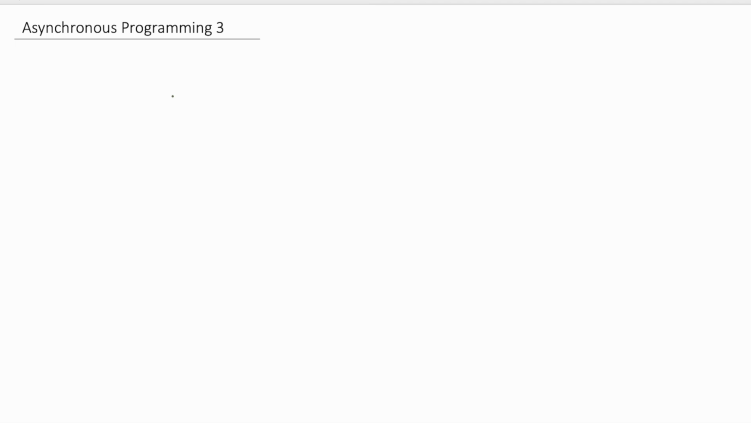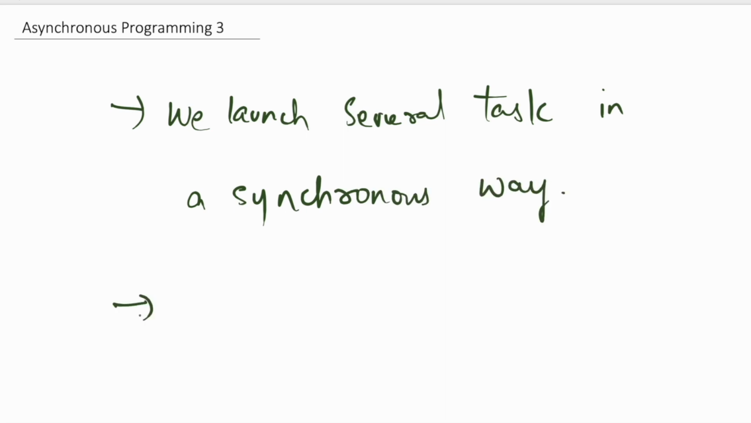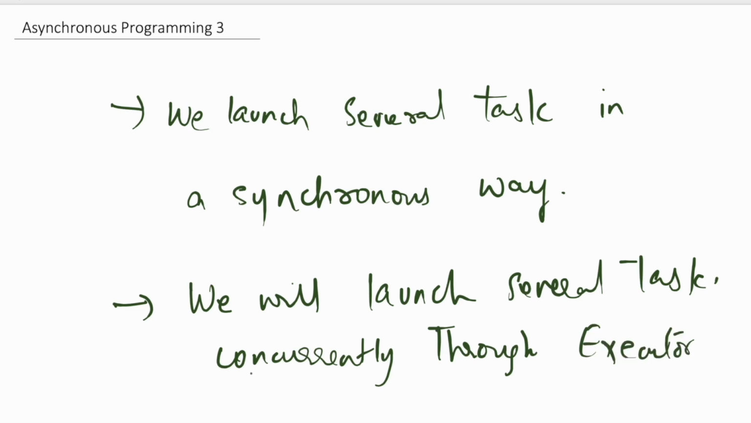So this is part 3 of asynchronous programming. In the previous part, we launched several tasks in a synchronous way. In this video, we will try to launch all these tasks parallelly, or maybe concurrently, through executor services. So let's switch to IntelliJ.